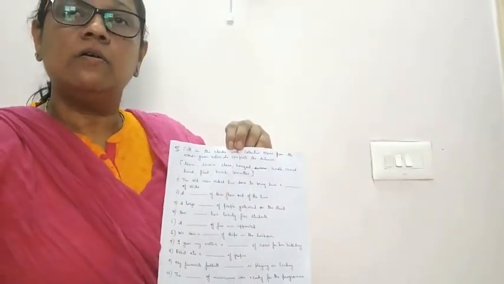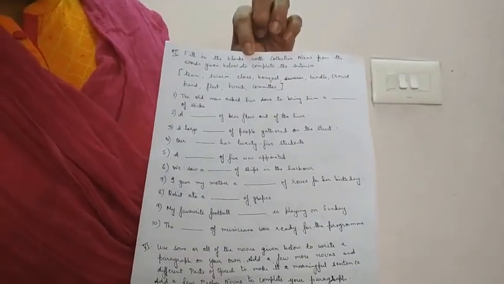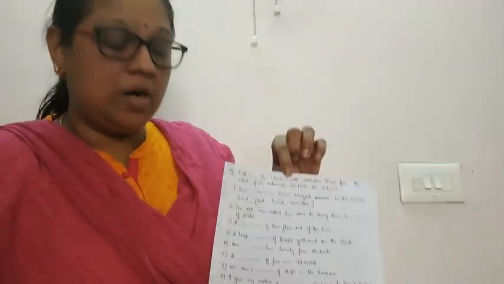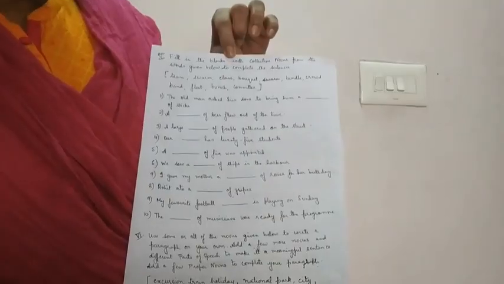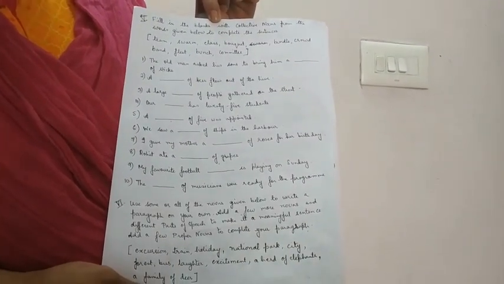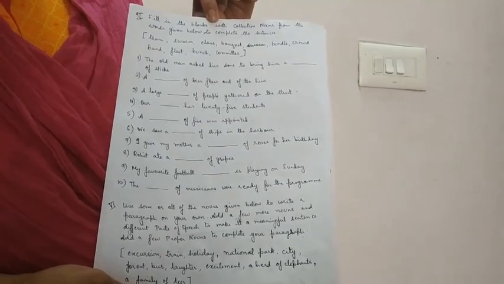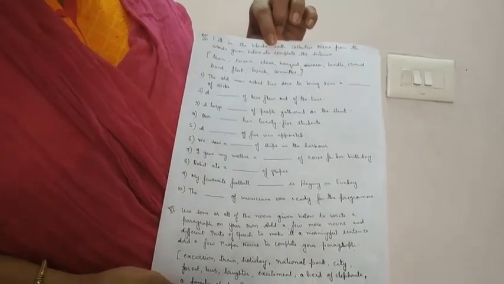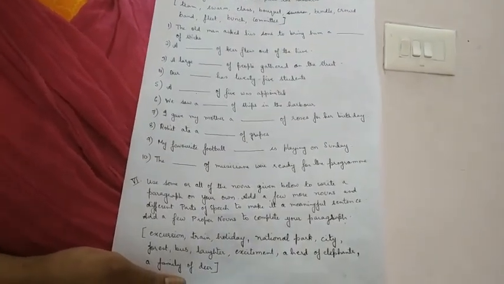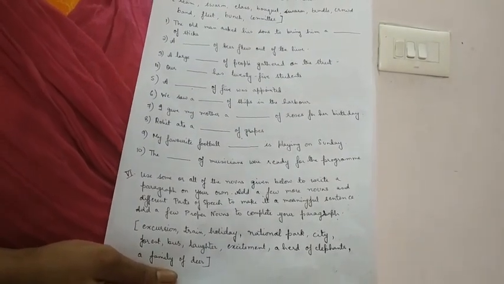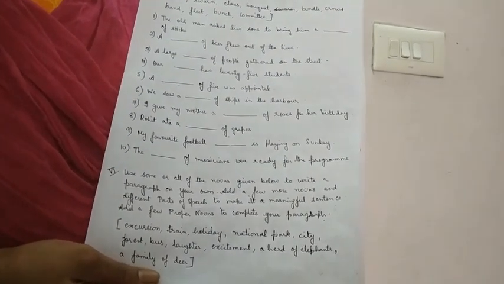Now we come to the fifth main. Fill in the blanks with the collective nouns from the words given below to complete the sentences. I'm going to read out the words. Team, swarm, class, bouquet, bundle, crowd, band, fleet, bunch, committee. Now the sentences. The old man asked his sons to bring him a dash of sticks. Second one, a dash of bees flew out of the hive.